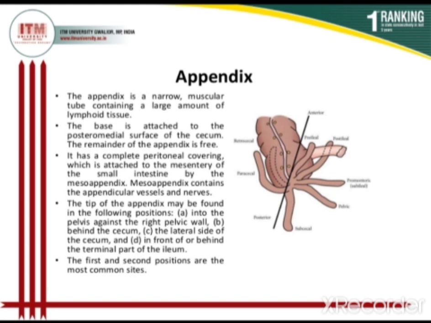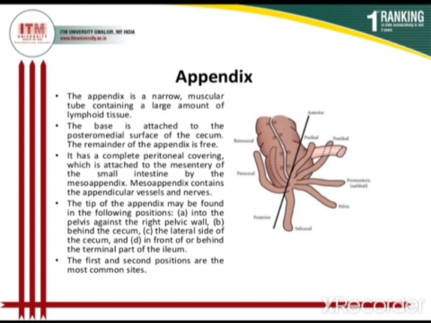Now the next structure is the appendix. The appendix is a narrow muscular tube containing a large amount of lymphoid tissue. Its base is attached to the posteromedial surface of the cecum, and the remainder of the appendix is free.